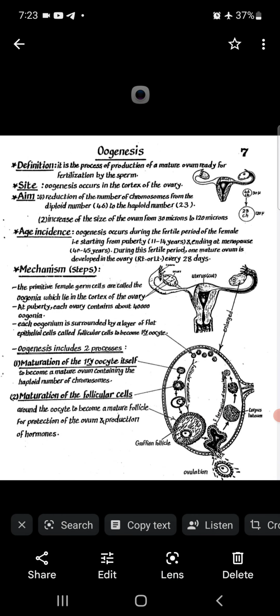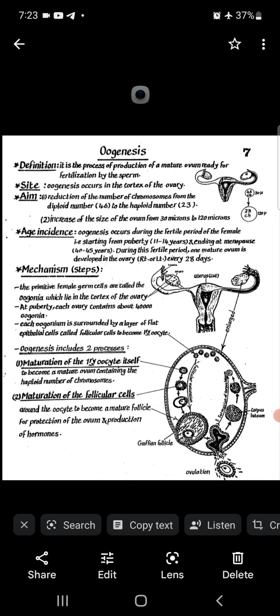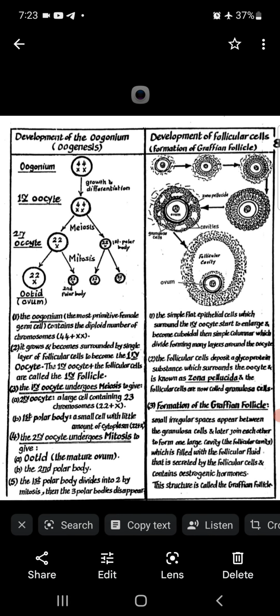Second process is the maturation of the follicular cell around primary oocyte, also known as formation of Graafian follicle. Now, in development of follicular cell, the simple flat epithelial cell which surround the primary oocyte start to enlarge and become cuboidal, then simple columnar which divide, forming many layers around the oocyte. The follicular cell now deposit a glycoprotein substance which surround the oocyte and known as zona pellucida, and the follicular cell are now called granulosa cell.